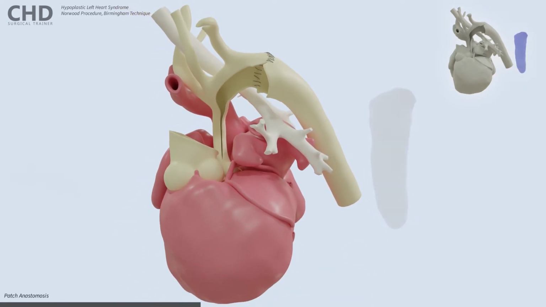Cut a long oval-shaped patch. The width of the patch should be 1.5 times the diameter of the descending aorta and at least the length of the lesser curvature. The patch is usually cut longer than this and trimmed later.